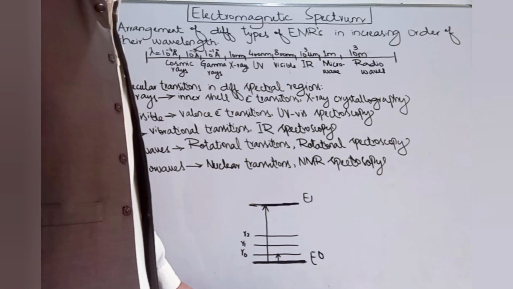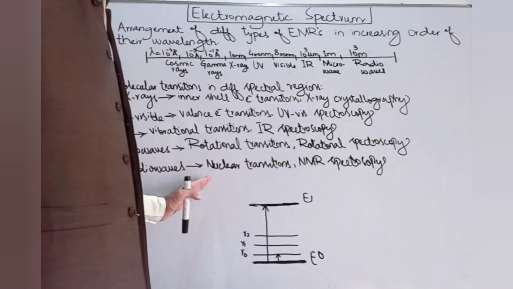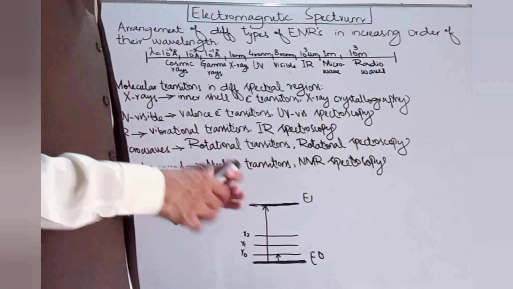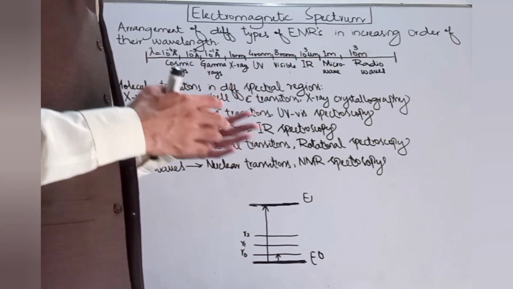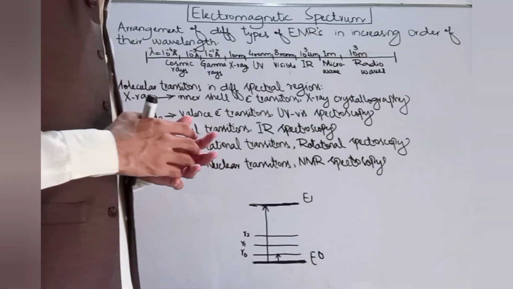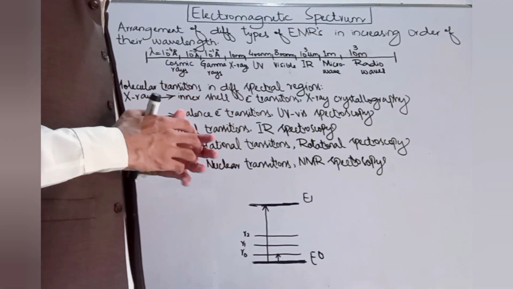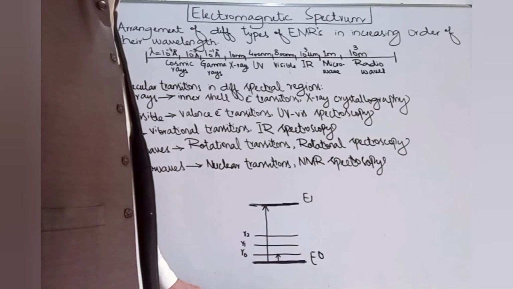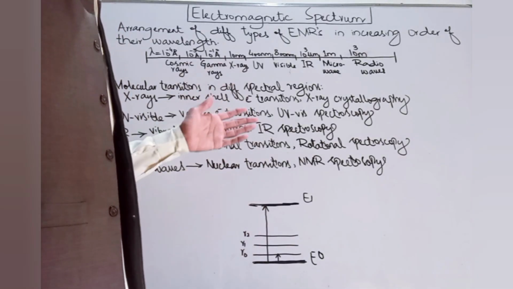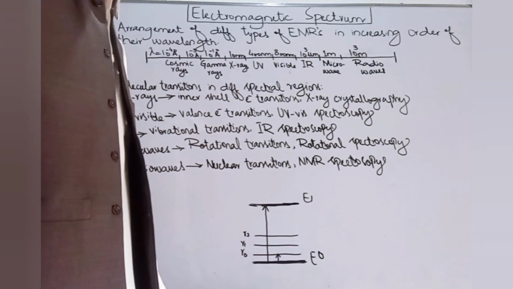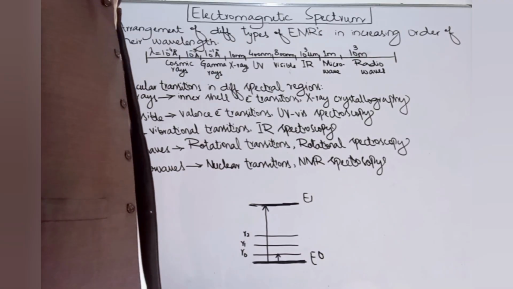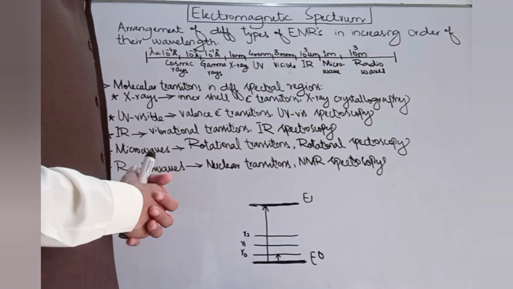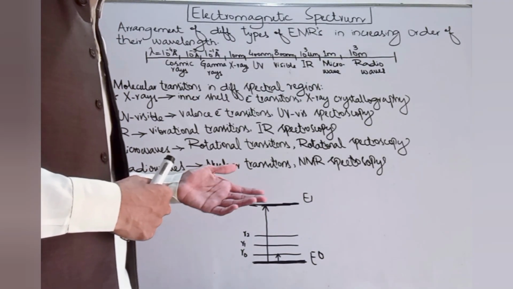You are watching Study with Sheraz, and in today's lecture, we are going to discuss the electromagnetic spectrum, different regions of the electromagnetic spectrum, and the various types of molecular transitions that are caused in organic molecules that we extensively study in spectroscopy. So first of all, we would look at what is the electromagnetic spectrum.